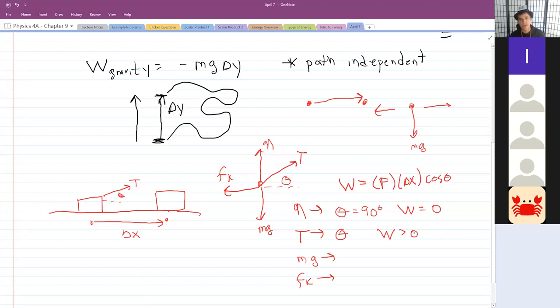Gravity is acting straight down. The object is moving to the right. The angle I would use would be 90 degrees. In this case, gravity is not doing any work. And for kinetic friction, the object's moving to the right. The force is to the left. The angle would be 180 degrees. So the work done by kinetic friction would be negative. So the only thing that determines whether work is positive, negative, or zero is the angle between that force and the displacement.